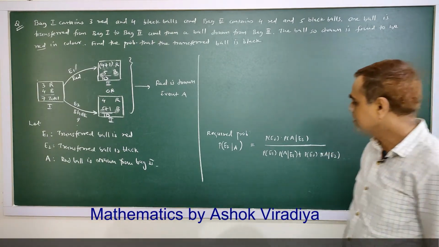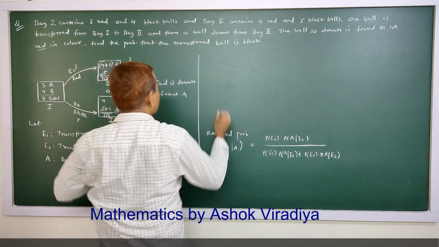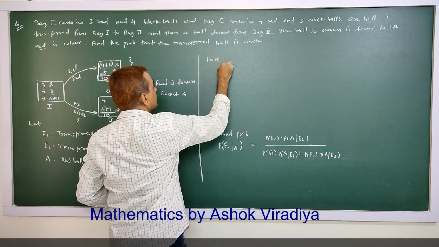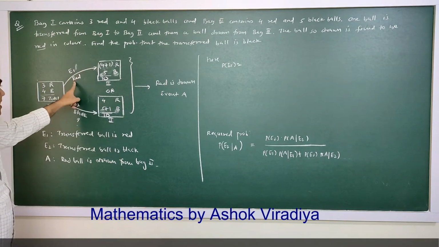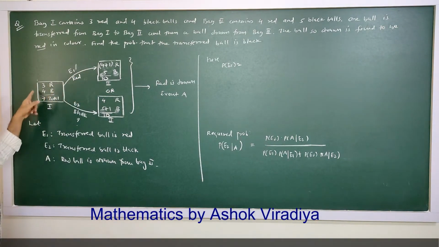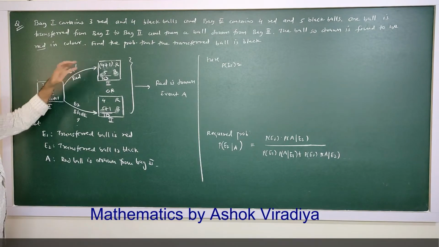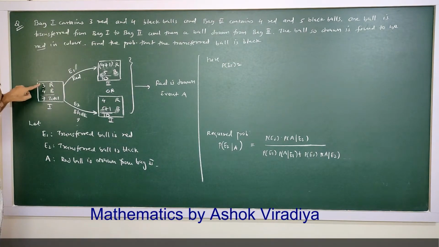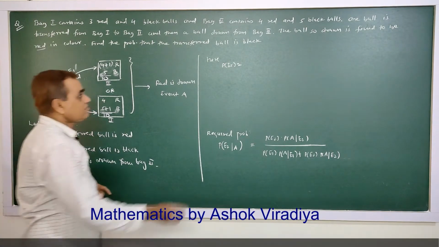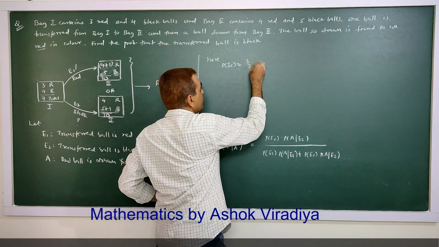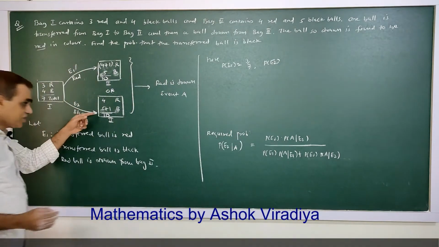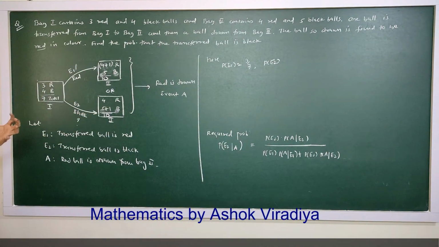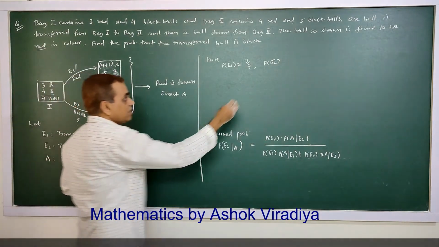So we require these values. Now from this calculation, the probability that this action occurs, red ball is transferred, that means from bag 1 a red is drawn. So there are 3 reds, so 3 by 7. P of E2, that is black ball is transferred. From bag 1 black ball is drawn. So 4 by 7.